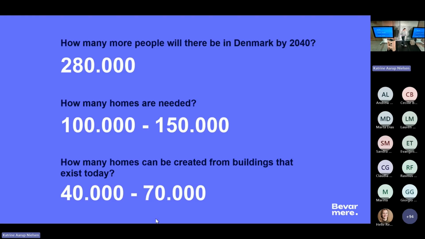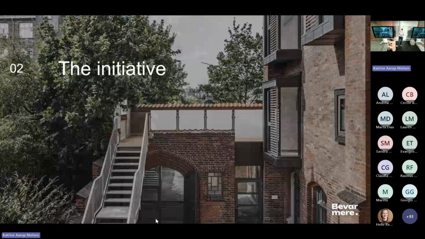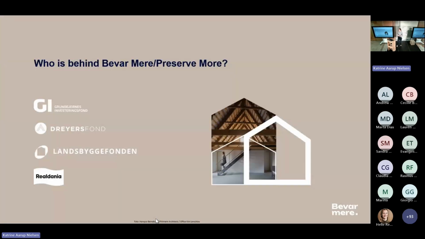And the initial analysis also, which obviously is a theoretical kind of desk analysis, showed us that there is a potential in the existing building stock that we could actually create from around 40 to 70,000 new homes from the existing building stock. But unfortunately, this transformation is not happening at the pace and at the rate that we would like to see. So 4 philanthropic partners went together to work with this challenge, and these 4 partners are Grundejerne Investeringsfond, Dreyers Fond, Landsbyggefonden, and Realdania.